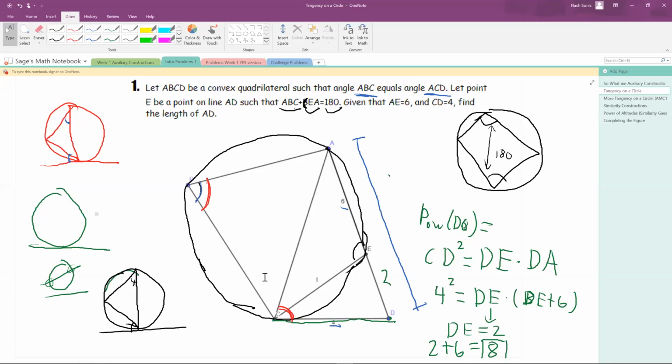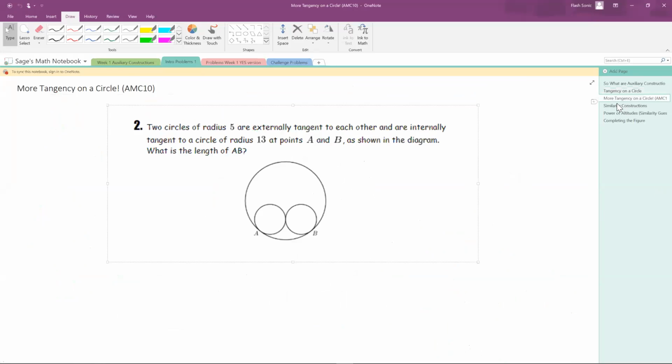So now I'm going to be quickly moving on to the next problem, which is more tangency on a circle. And this problem is from the AMC 10. So 2 circles of radius 5 are externally tangent to each other and internally tangent to a circle of radius 13 at points A and B, as shown in the diagram. What is the length of AB? I'll give you guys some time to think about the problem and think about how we might do this.